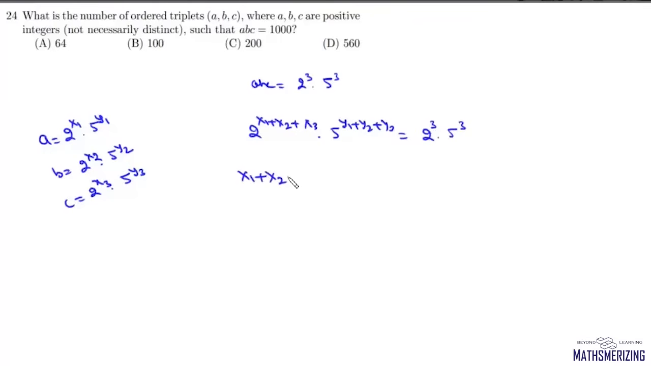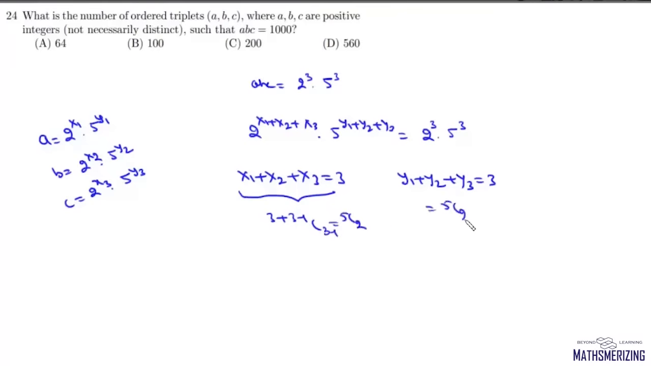We'll get x1 plus x2 plus x3 equals 3 and y1 plus y2 plus y3 equals 3. Now we have to find the number of non-negative integral solutions. So the number of non-negative integral solutions is given by 3 plus 3 minus 1 C 3 minus 1, which is 5C2, and for this also it will be 5C2. So the number of such triplets will be 5C2 into 5C2, which is 10 into 10, and that is 100, and that's your option B.